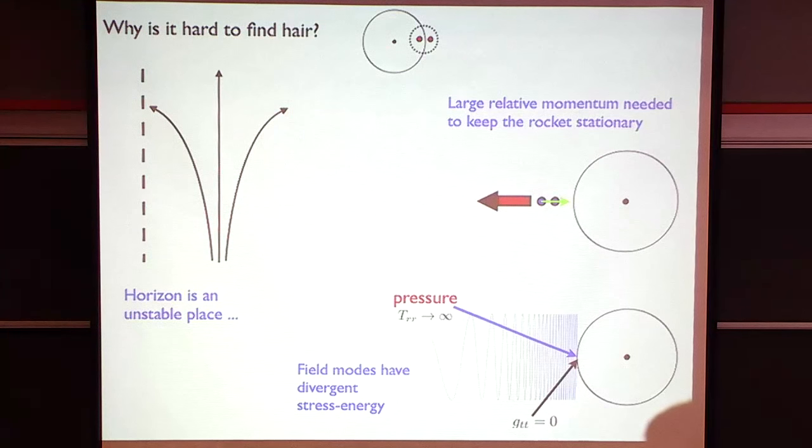And if you really want to make something stand near the horizon, like take a rocket ship, you're going to have a very large amount of exhaust to get a lot of pressure. Some guy's going this way, some guy's going that way. And then you can just about barely stay at the horizon. If you do the same thing for a field, that shows up in the fact that if you try to find an eigenmode for any scalar field, then the pressure at the horizon goes to infinity at the place where g_tt goes to zero. This is a very basic problem. You can't just stick something at the horizon.